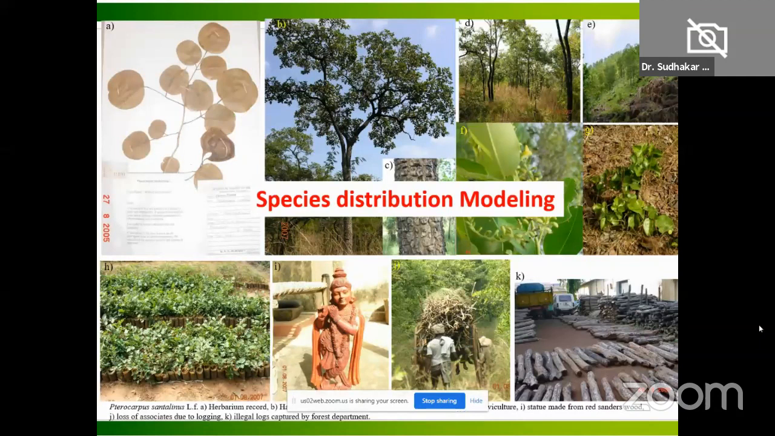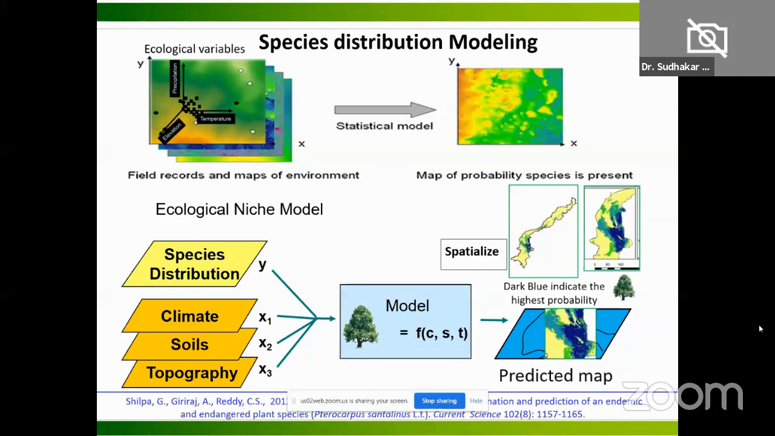Then once you have the specific location information, we can go for the areas of habitat suitability and the areas of potential distribution of the species. Here, once we have the field location information for a given species, you may have 20 or 25 locations, but we need to collect this information by using a global positioning system, GPS.